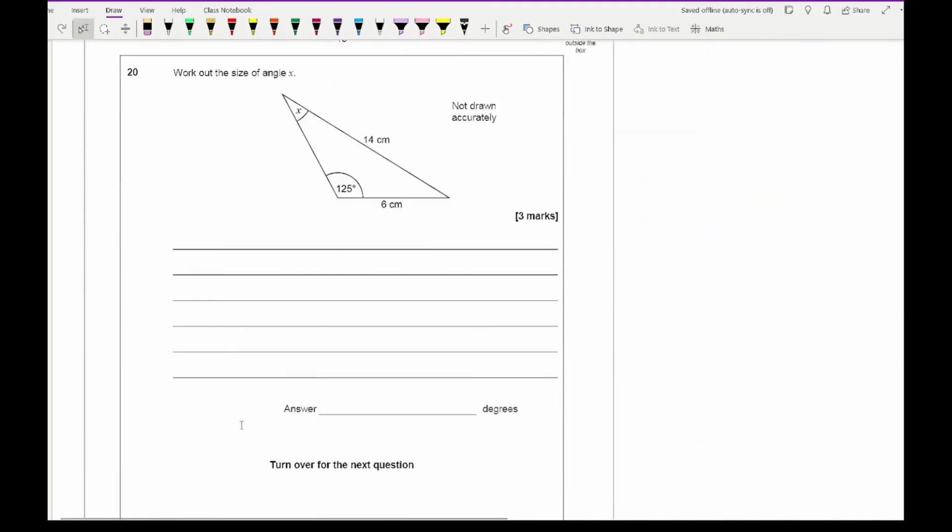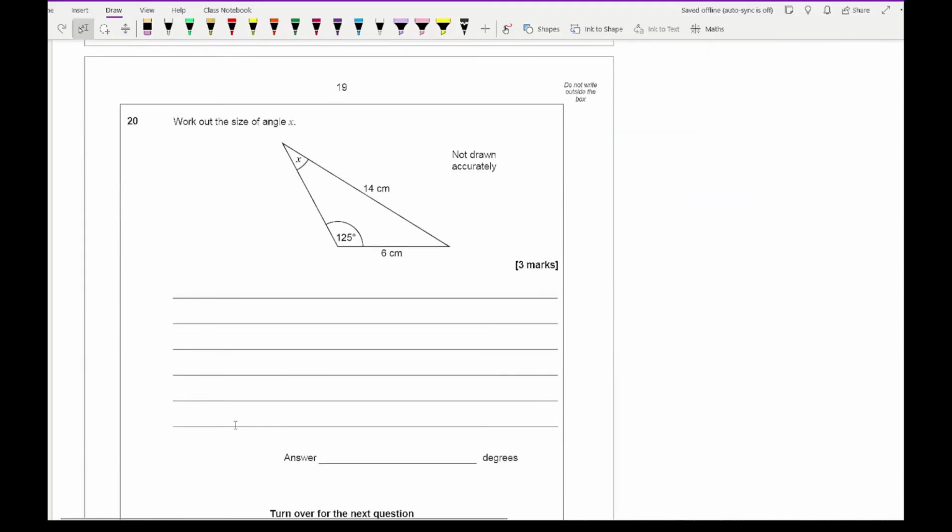Moving on to question 20, it says work out the size of angle x, and again this has got a non-right angle triangle, and we're looking at angles and sides, so it's going to be trig, and this is going to be sine rule trig. So first thing we need to do is label the triangle, so we're going to call this A, that's going to be little a, and that's going to be B. In terms of substituting numbers in the formula, I'm going to be using a over sine A equals b over sine B, in which you could flip those numerators and denominators the other way around, and that's fine.